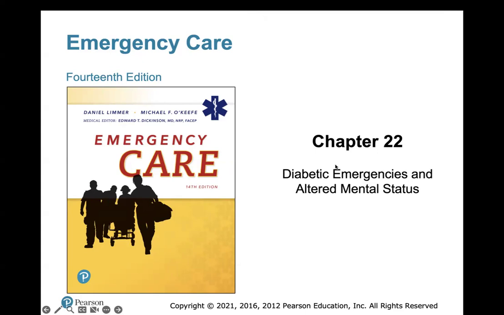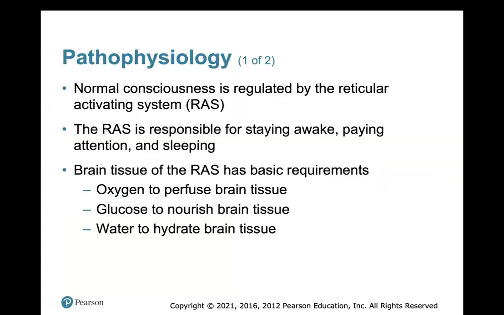First chapter we're going to cover tonight is over diabetes and altered mental status, diabetic emergencies, altered mental status. So when dealing with patients having altered mental status, you have to understand what causes that. Your normal consciousness is regulated by your reticular activating system, or your RAS. Your RAS keeps you awake, keeps you paying attention, regulates your sleep. In order to keep all this going, you have to provide it with three basic requirements: oxygen, glucose, and water. That's basically what fuels and hydrates and feeds your brain. Your brain has to have those three things to function appropriately.